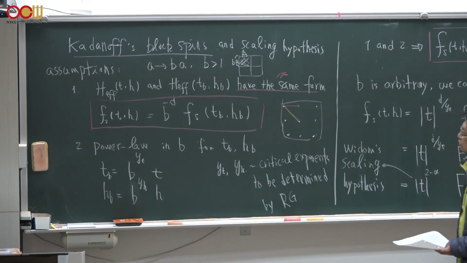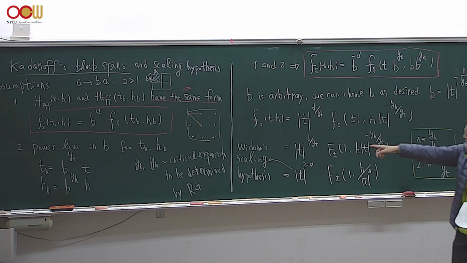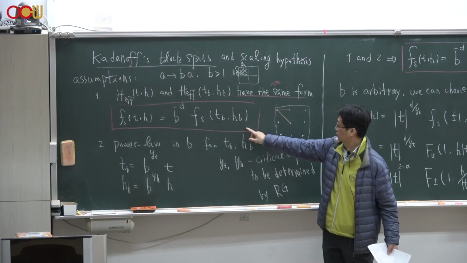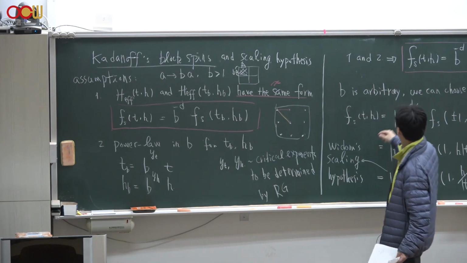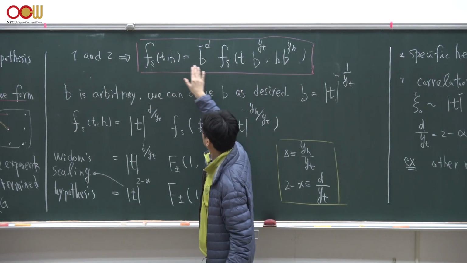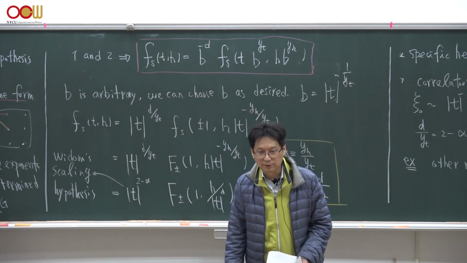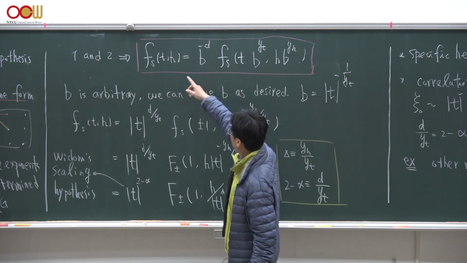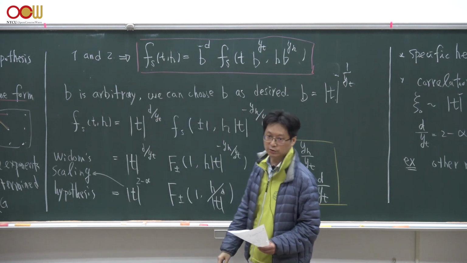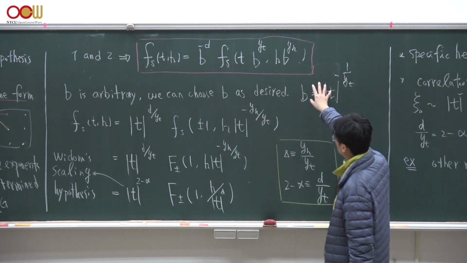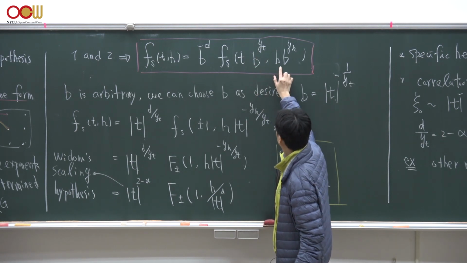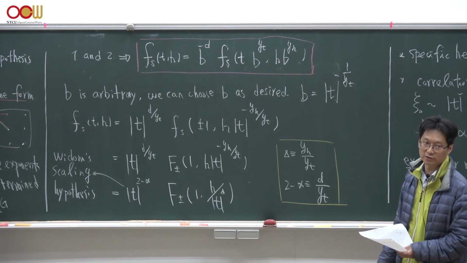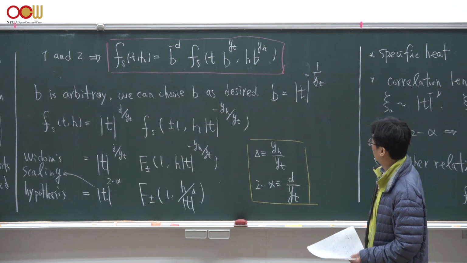Okay, so let's just combine these two assumptions. If we plug in this power law form of t_b and h_b back into the conclusions based on assumption one, then we immediately get a relation between the free energy density before and after Kadanoff's rescaling process. Here, f_s as a function of little t and little h is the original free energy density, and on the right-hand side, f_s as a function of t_b and h_b is the rescaled free energy density. They differ by a factor of b to the power of minus d, as we derived previously.